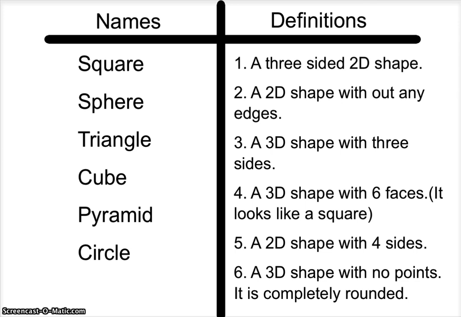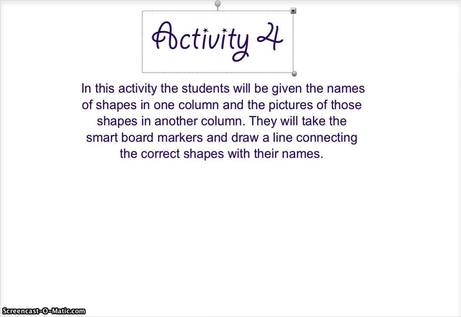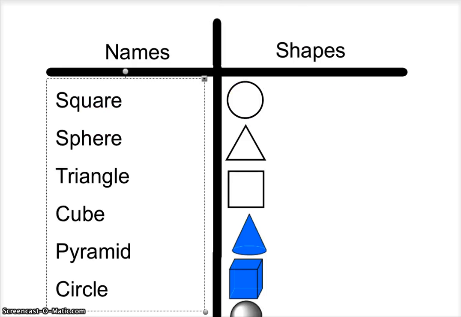And for the last activity, or for the second to last activity, the students are going to be given the names of the shapes, and they have to draw a line from the name to the picture of the shape. So that'll be similar to the last one. So square, you draw to a square. Pyramid, you draw to a pyramid. Cubes down there, and so on.